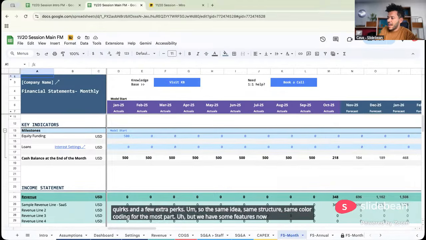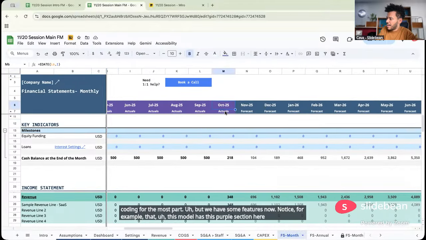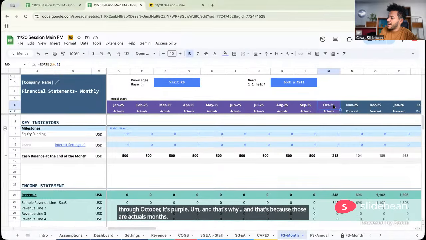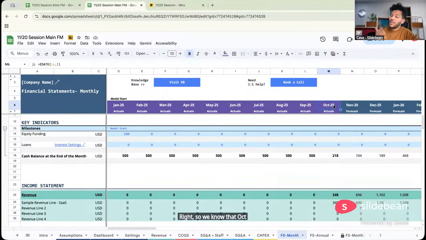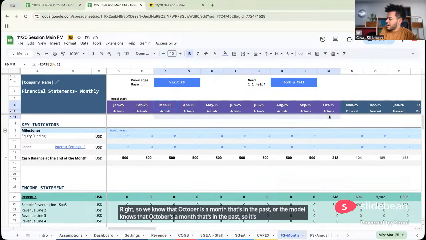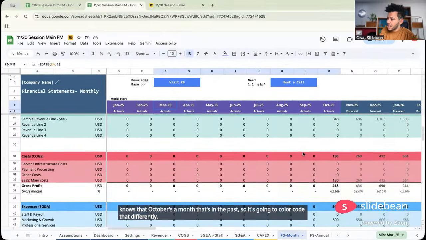Notice, for example, that this model has this purple section here. Through October, it's purple, and that's because those are actuals months. We know that October is a month that's in the past, or the model knows that October is a month that's in the past, so it's going to color code that differently. So that's the first feature.